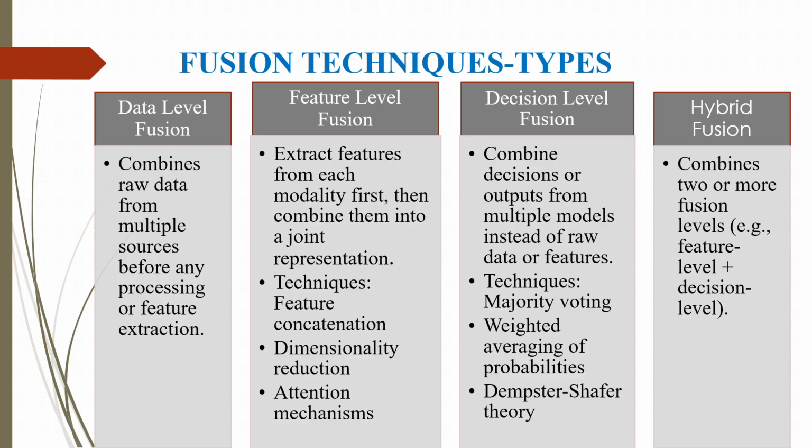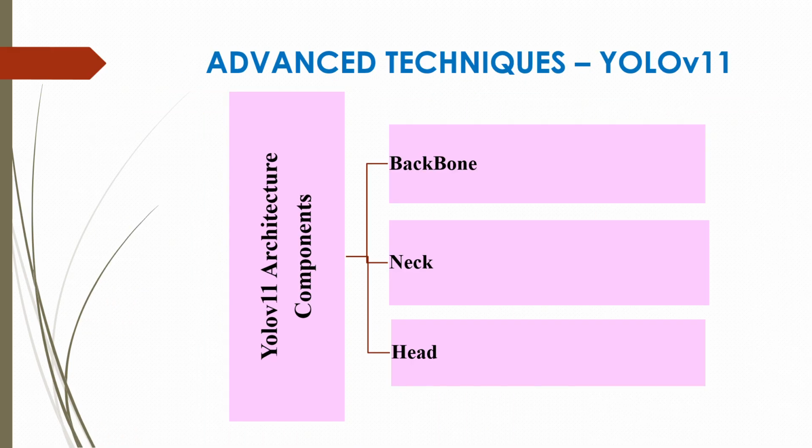The next one is decision level fusion. Here all the decisions, or outputs from multiple models, are combined instead of raw data or features. The techniques used here are majority voting, weighted averaging of probabilities, and Dempster-Shafer theory. The hybrid fusion combines two or more fusion levels, for example, feature level and decision level.